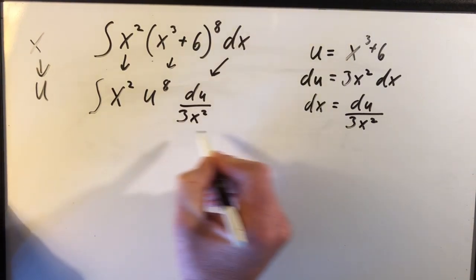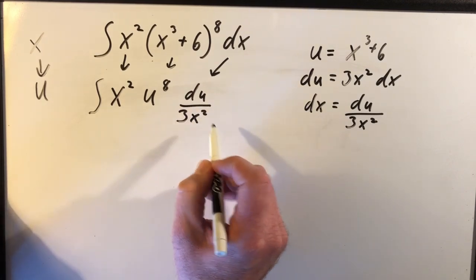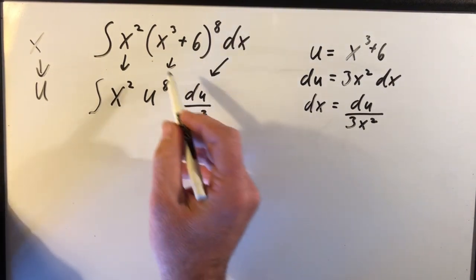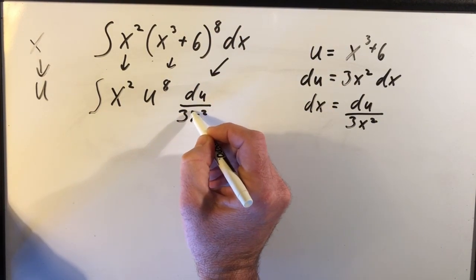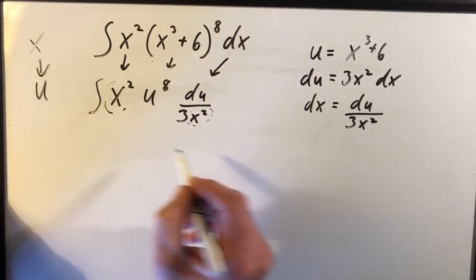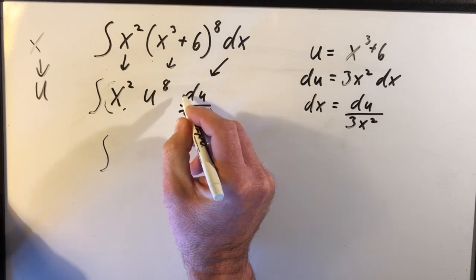Okay? Next step is to simplify. So if I'm in the u domain, I want to get rid of all of my x's. So in this case, because the problem is easy, I'm looking at this guy right here and that guy right there. Those guys cancel out. And then I'm also left with a 1/3.